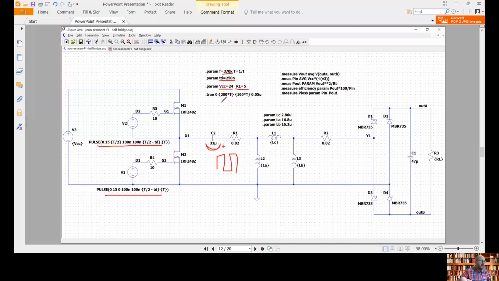And then we are performing a transient simulation for 200 switching periods, saving waveforms of the last 5 periods. The step of our simulation is 50 nanoseconds. Okay, we will talk later about these calculations.